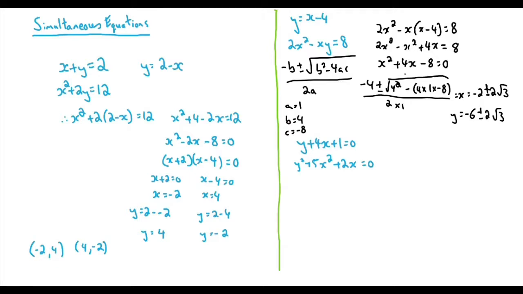If you're good with that, let's just see how you're getting along with an example of your own. So down here, we have y plus 4x plus 1 equals 0, and y squared plus 5x squared plus 2x equals 0. Pause the video, have a go for yourself, think about what we may want to do for this, and then press play again when you're ready to compare.